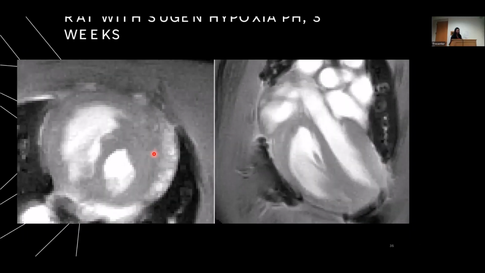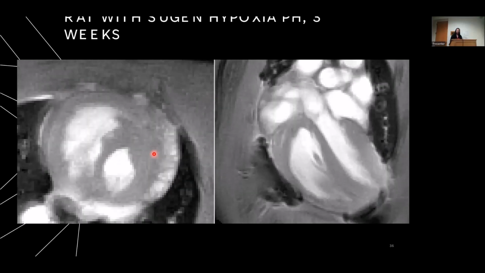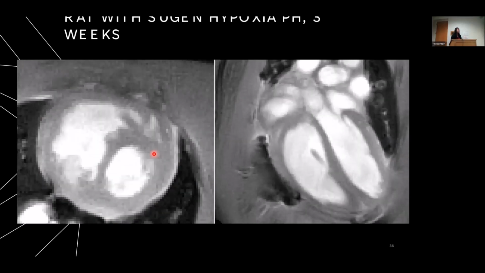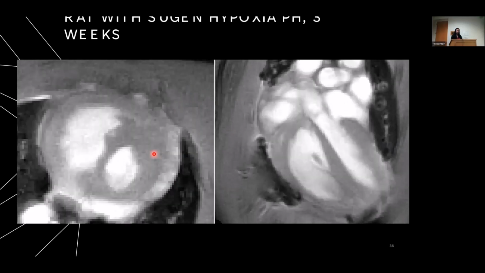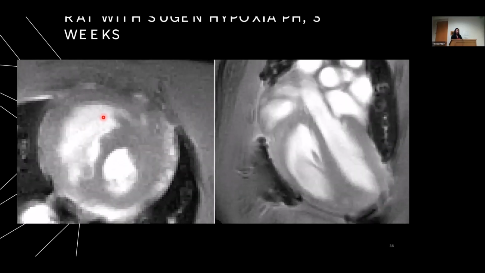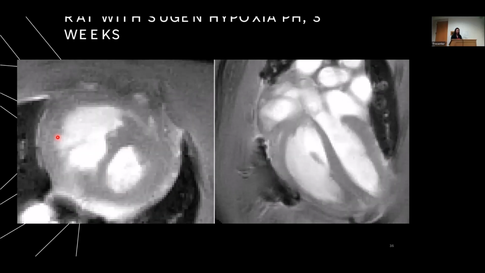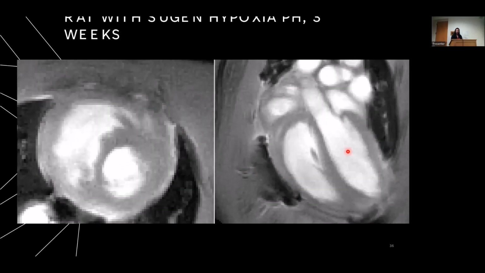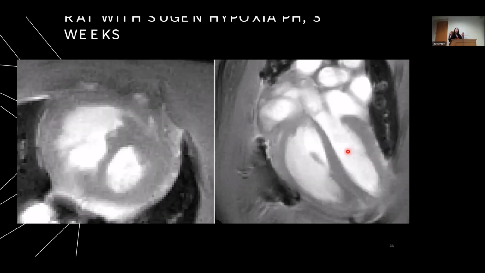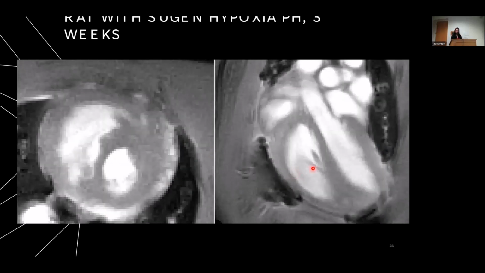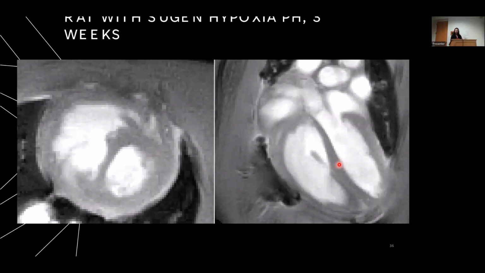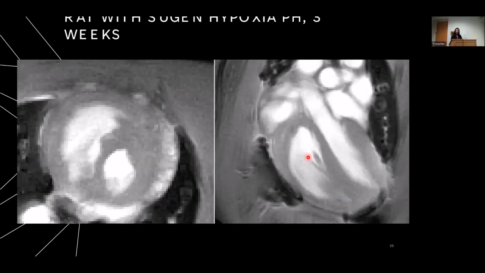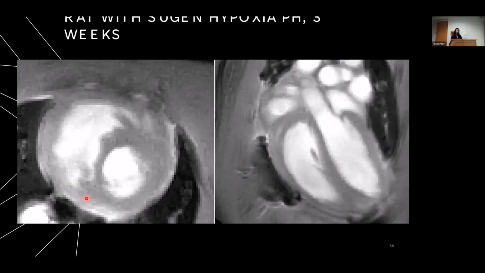And then at just 3 weeks later, these are actually MRIs that were done a couple weeks ago, we can see that the right ventricle has increased significantly in size, and that the RV and the LV aren't really moving together as well as they were before. So there's a little bit of decoupling of the right ventricular and left ventricular contractility.